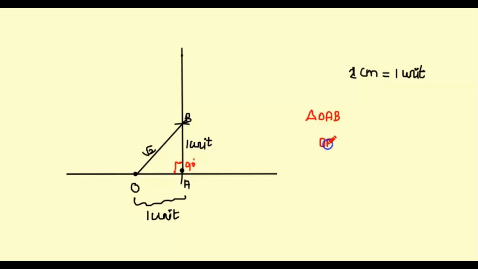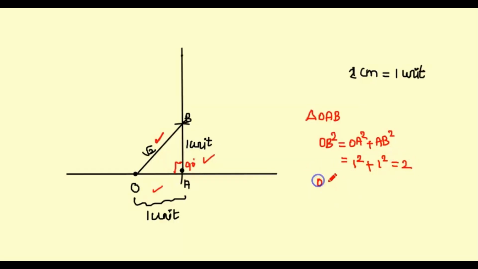So I can write the Pythagoras theorem: OB square is equal to OA square plus AB square. Using this, I'm going to find the value of OB. OA is 1 unit and AB is also 1 unit. We know that. We don't know what OB is. Now I told you OB is going to be root 2, but how this root 2 came, we are going to find out. So what is OA square? It's 1 square. And what is AB square? It's 1 square, which together is 2.